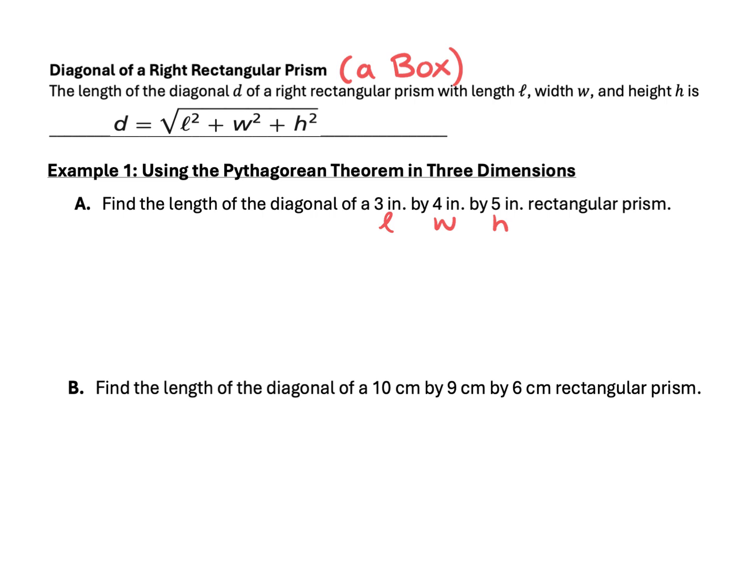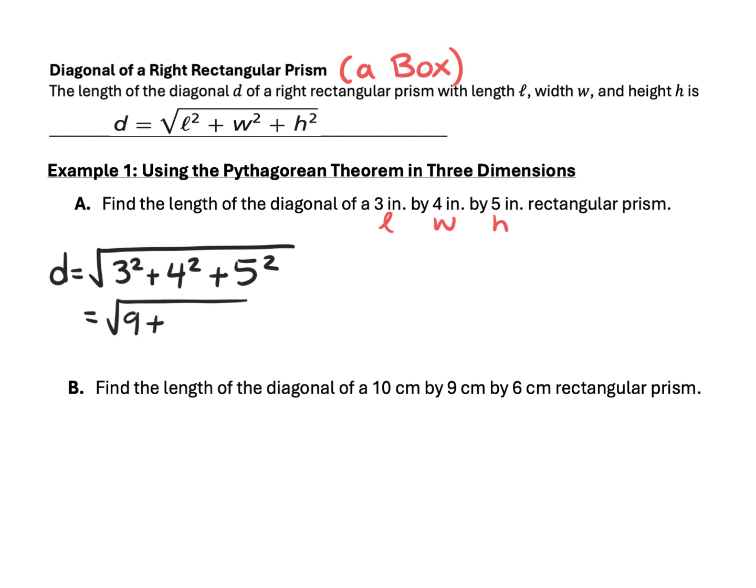So looking at the formula above, we know that the diagonal is the square root of 3 squared plus 4 squared plus 5 squared. When I do that, I want to square the 3 first, which is 9, square 4, that's 16, and square 5, that's 25. When you simplify what's under the root, 9 plus 16 plus 25 is equal to 50. So the diagonal, its exact value, is the square root of 50.